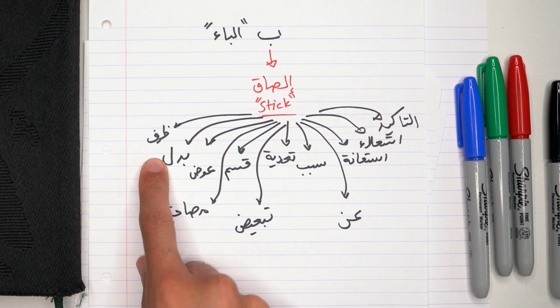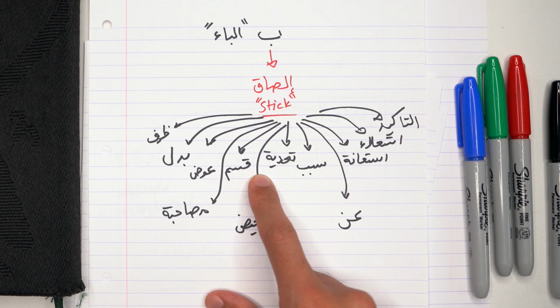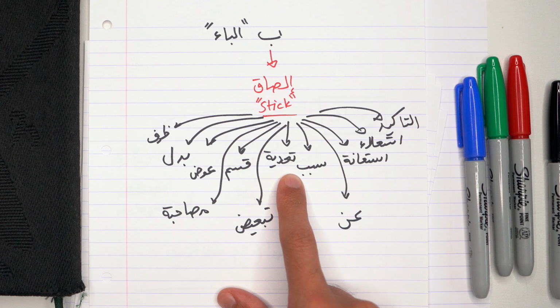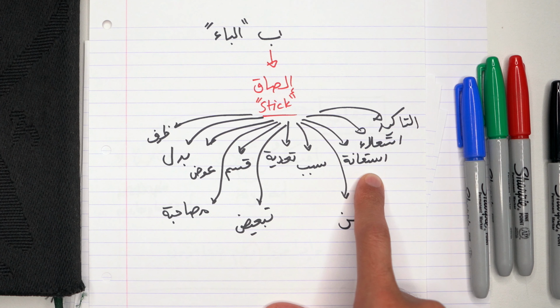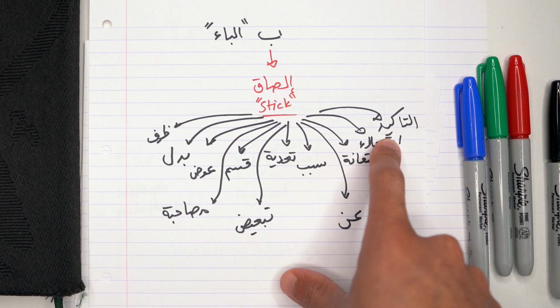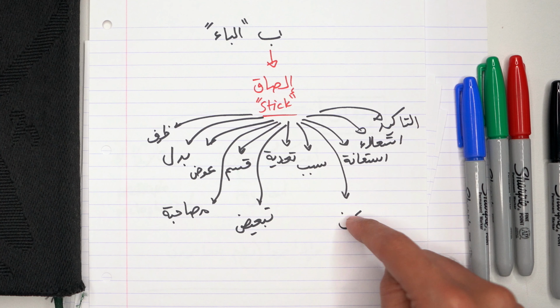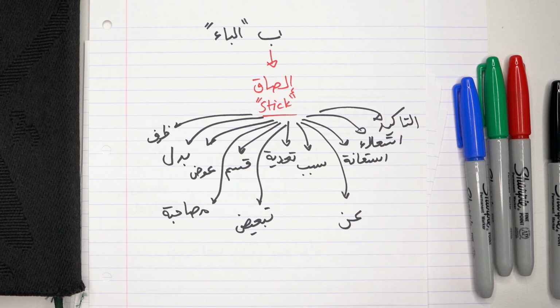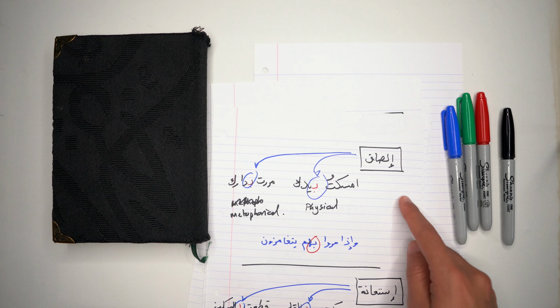Al-dharf, بدل عوض مصاحبة قسم تبعيد تعدية سبب عن استعانة استعلاء and takid. Right, so 1 2 3 4 5 6 7 8 9 10 11 12 we've done so far. We're on the 13th one now. So these are all of them: ilsaq, isti'ana, sababiyya, ta'diyya, عوض.